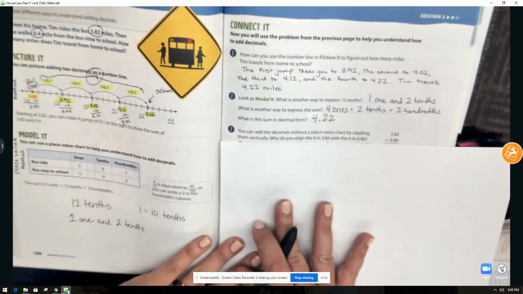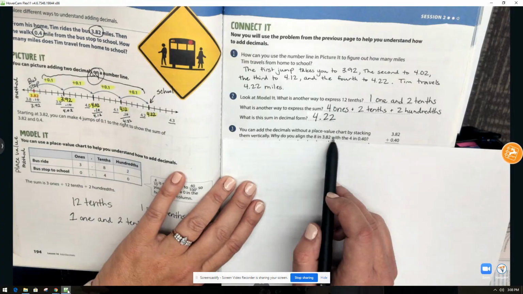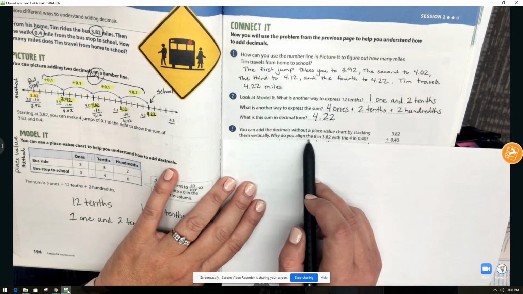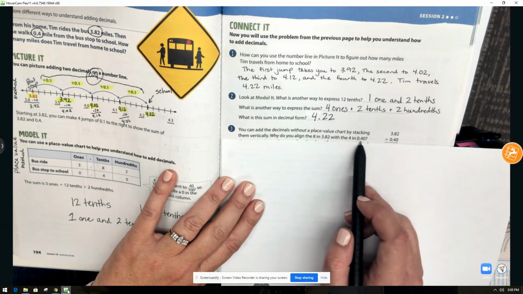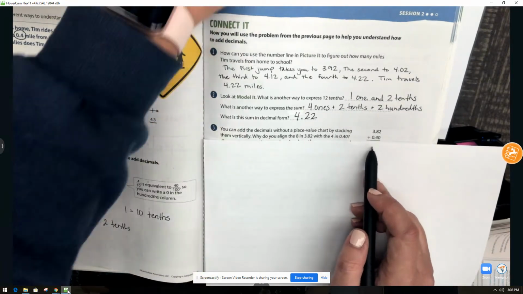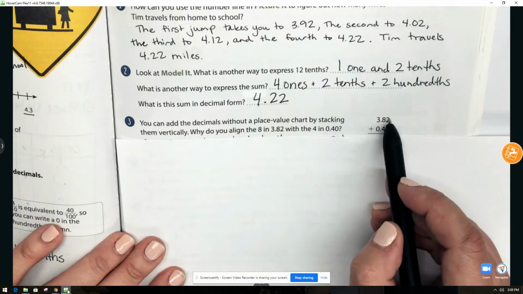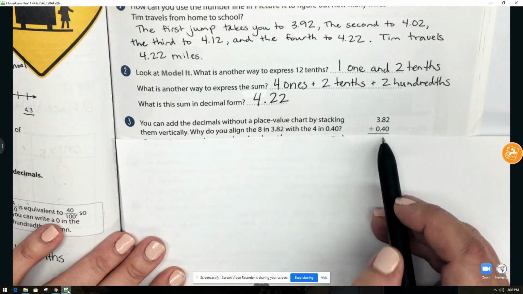Now, you can add the decimals without a place value chart by stacking them vertically. Why do you align the 8 in 3 and 82/100 with the 4 in 4/10? So when we look over here, why do we line this 8, or why does the 8 go on top of the 4? Why do we do that?